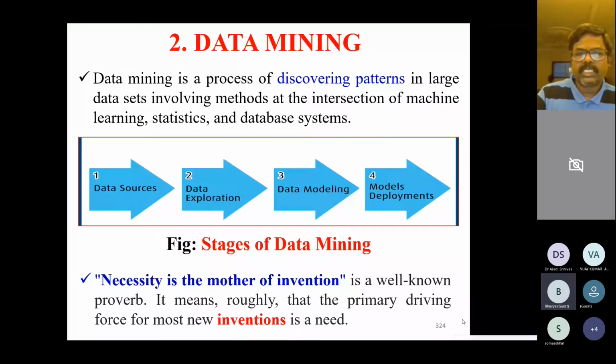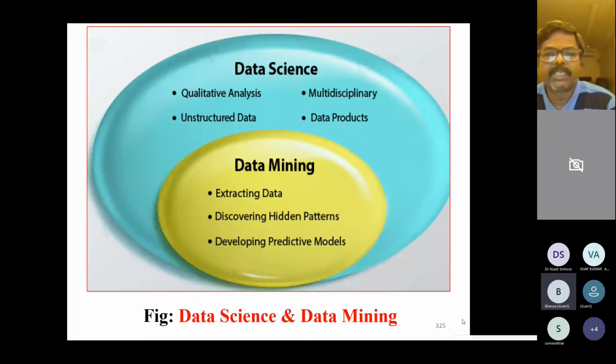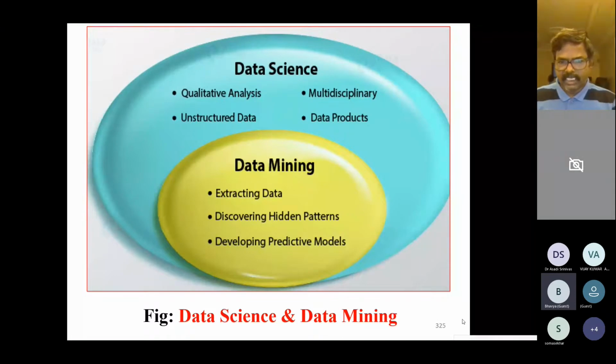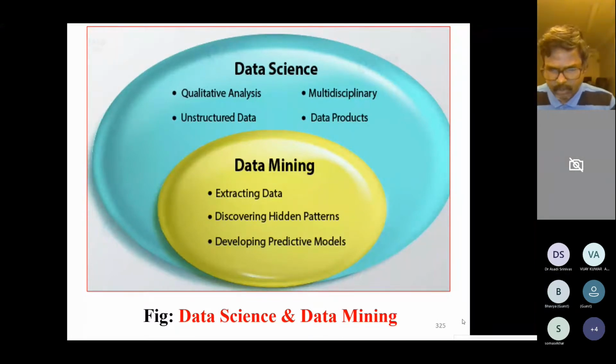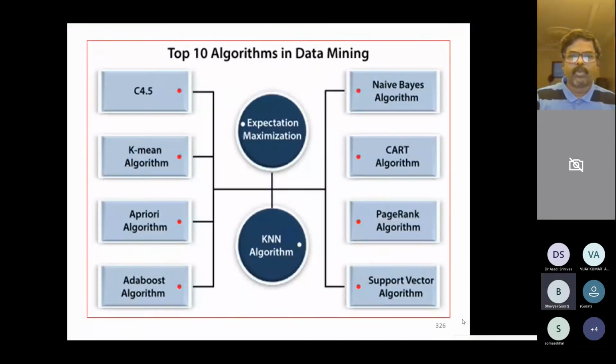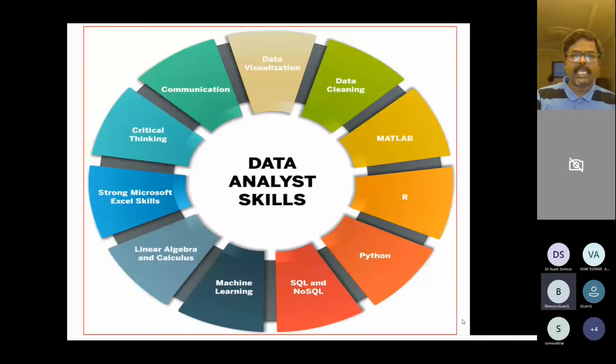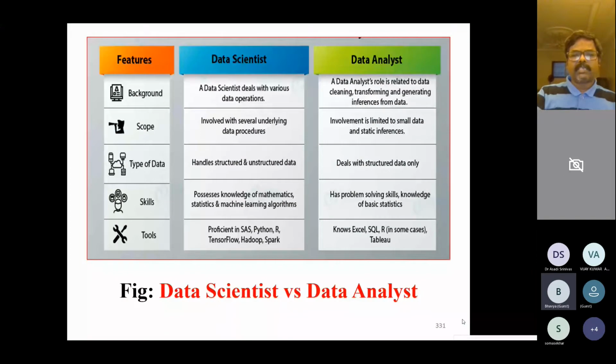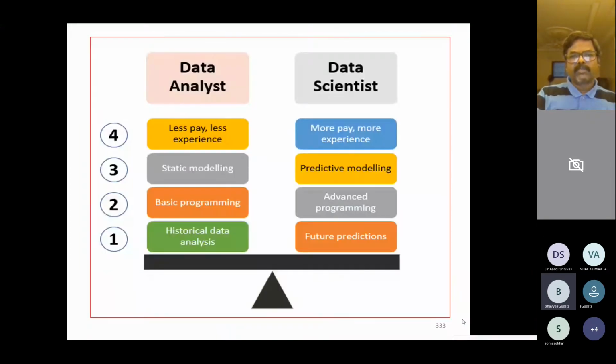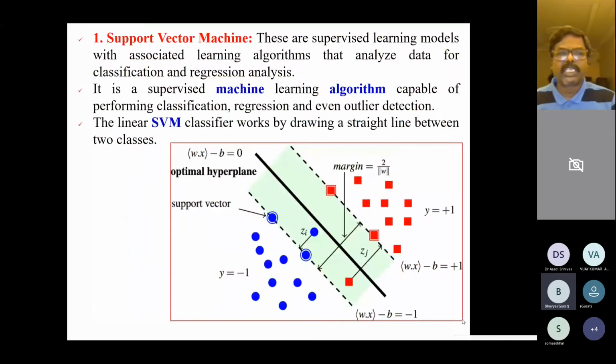Okay. So this is the relationship between data mining and data science. In data mining, we are extracting data, discovering hidden patterns, developing predictive models, etc. This theory part I'm skipping now. I'm going to demonstrate applications. Okay. See, these are the various tools in data mining we are using. The first application I have explained, support vector machine.